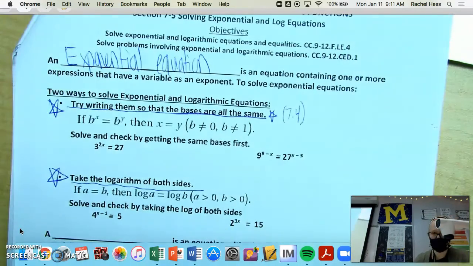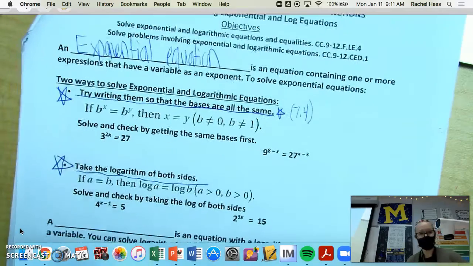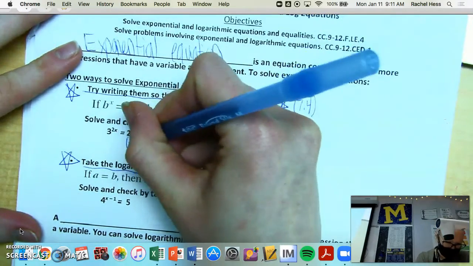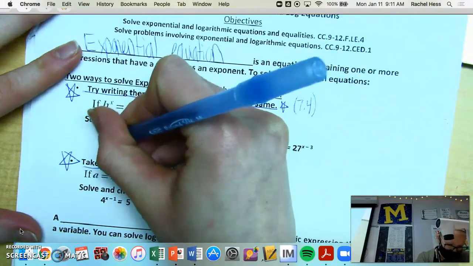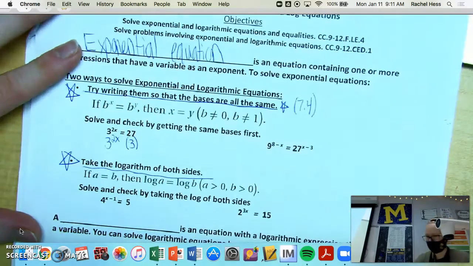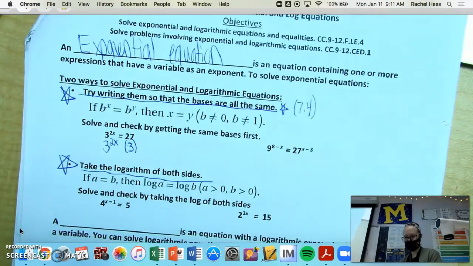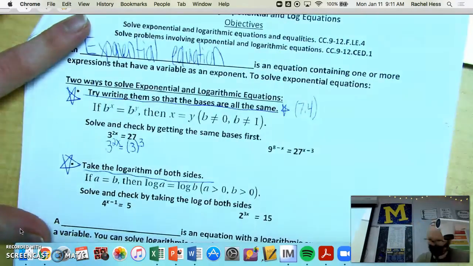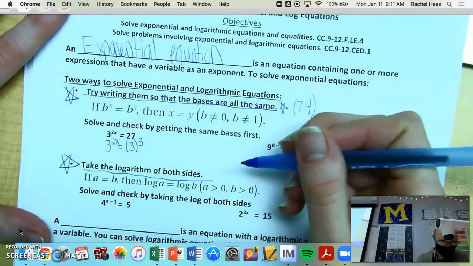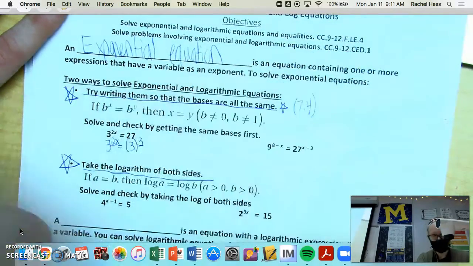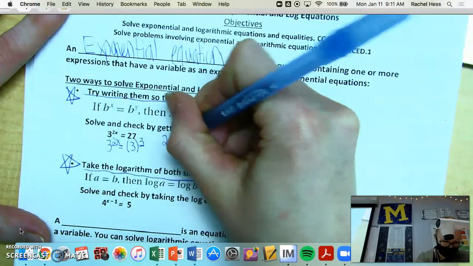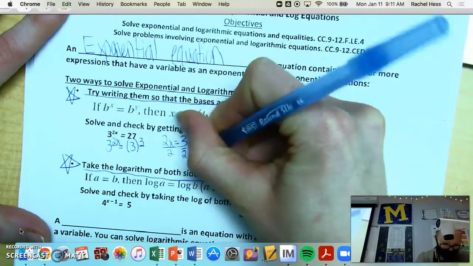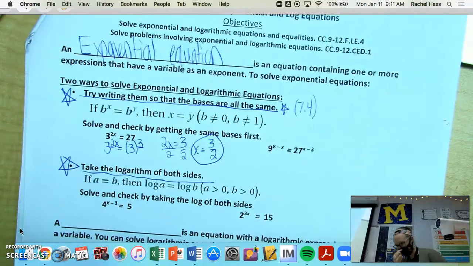We also did this in 7.4. But the big idea here is if we have 3 to the 2x power over here, 3 also goes into 27. 3 to what power gives me 27? 3, right? So what I can do to solve these, really I can just set 2x equal to 3 and then divide by 2 to get x equals 1.5 or 3/2.